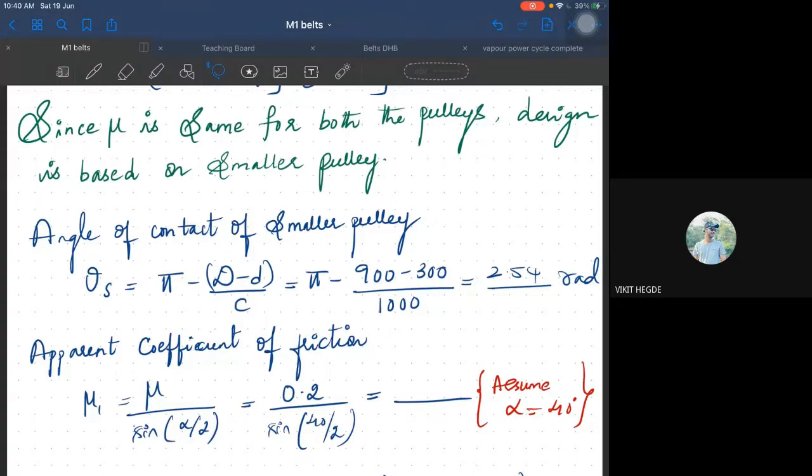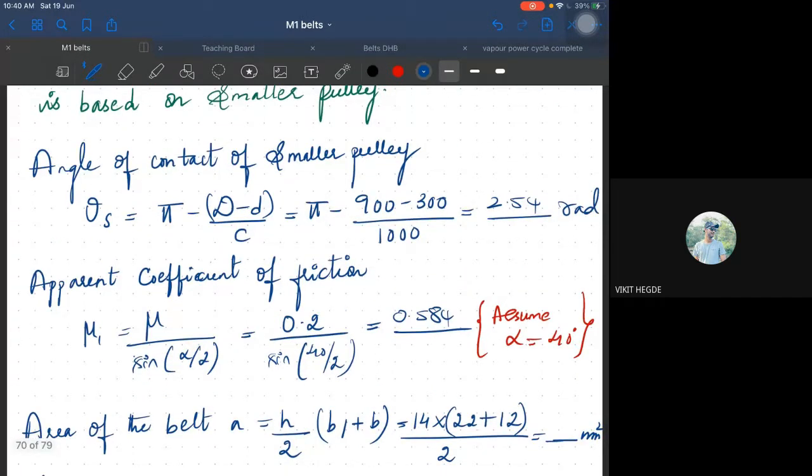I have seen very rare belts, not even a single belt in fact, which has 50 or 60 degrees inclination of V belt. All are 40 degrees standard. In India, I'm talking about. In other nations, they might use other angles. Whatever you get in the market, all will be of 40. So substitute 40 degrees there. 0.584 is the value of apparent friction.